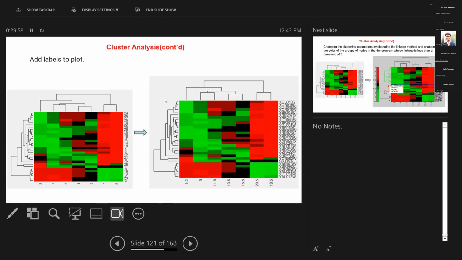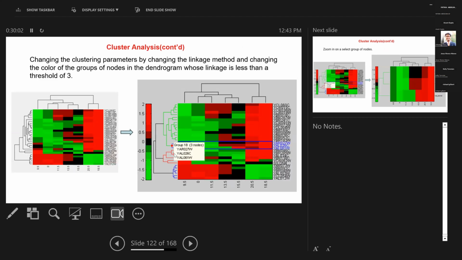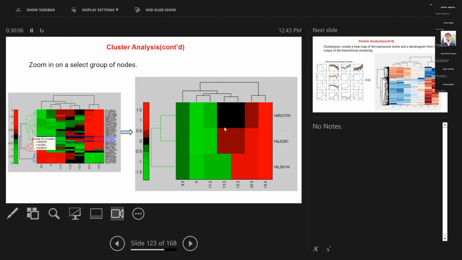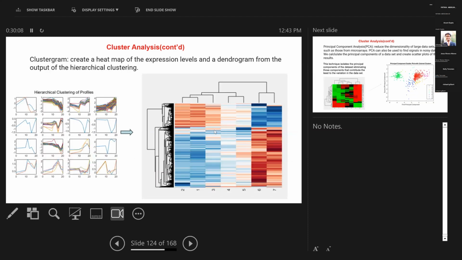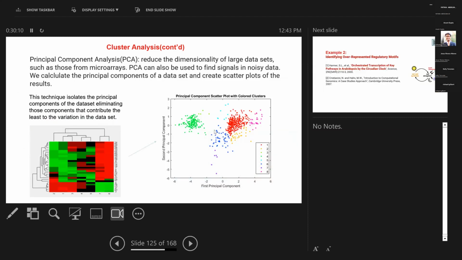You can label these nodes. You can threshold them at different thresholds to study the groups further. You can zoom in on the profiles. You can use different color maps to study these profiles. Or you can use other dimensionality reduction methods, such as principal component analysis, nonlinear principal component analysis, or factor analysis, to get a different clustering compared to the hierarchical clustering that you get, okay?